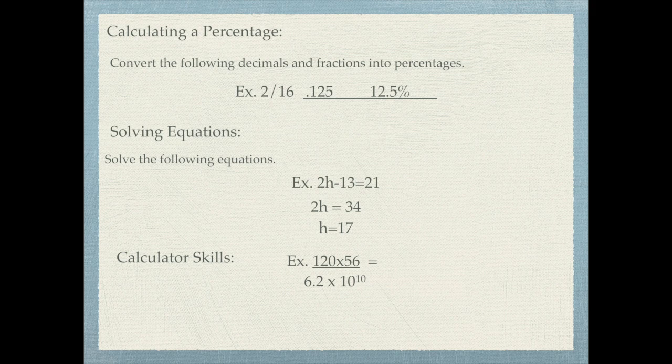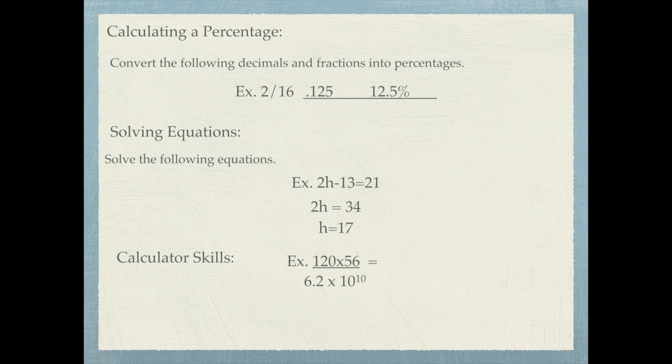So what you probably did if you got a positive exponent is you took 120, multiplied it by 56, divided by 6.2, and then multiplied by 10 to the 10th. But that's not what I'm wanting to do. I'm wanting to divide by 6.2 times 10 to the 10th.